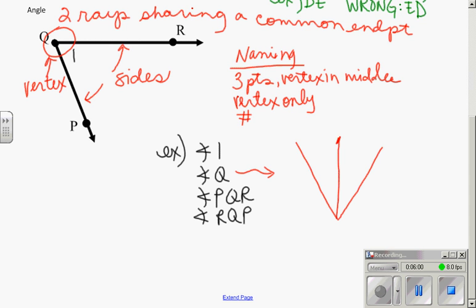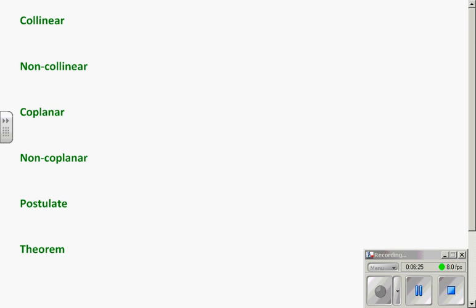Where you have to be careful with vertex only is if you have more than one angle coming out at a vertex. For example, in this scenario, you have angle SQT, you have angle TQP, and you have angle SQP. So if you only called it angle Q, you wouldn't know for sure which one it was. So you want to always be sure to be clear.